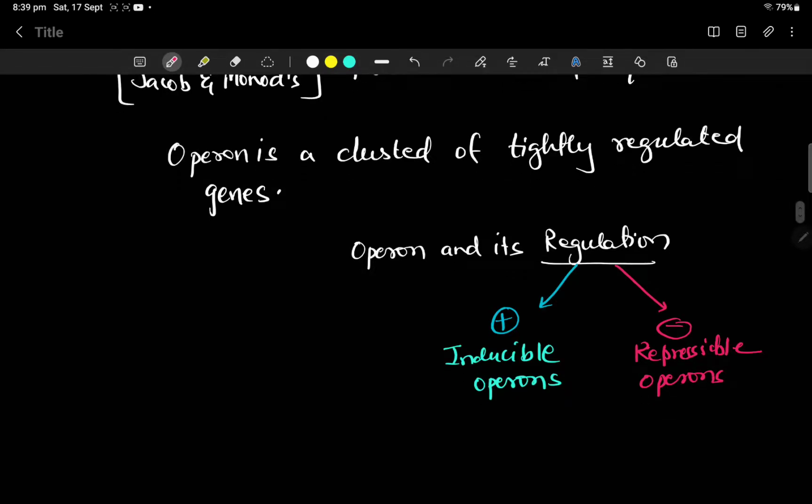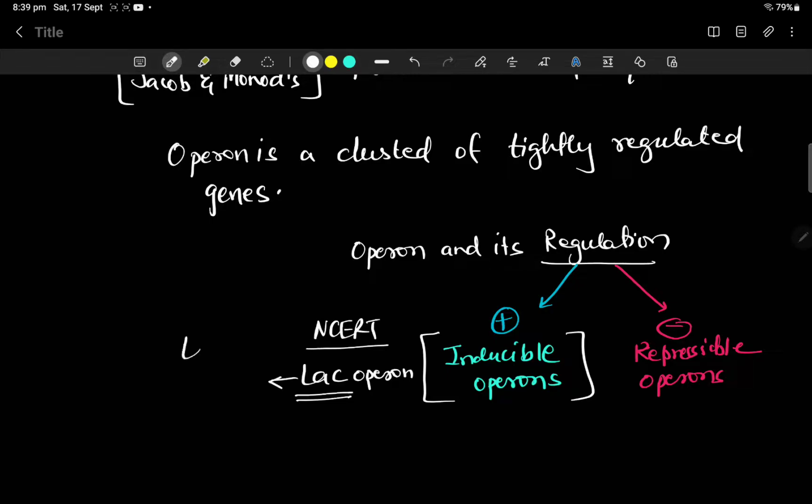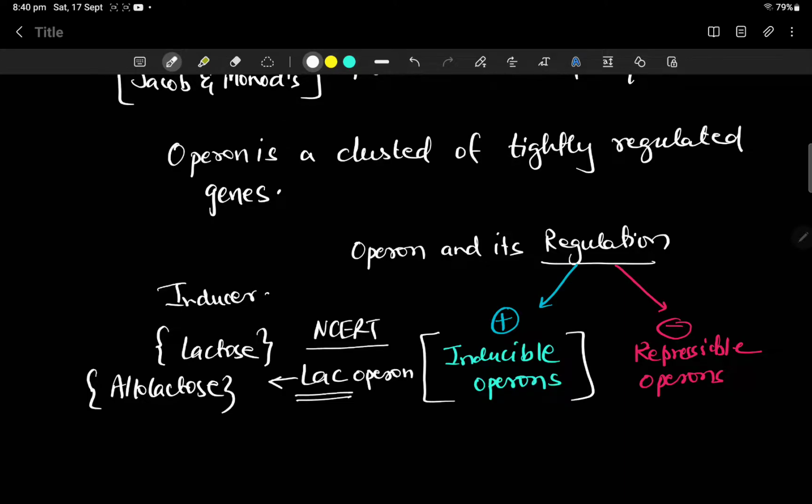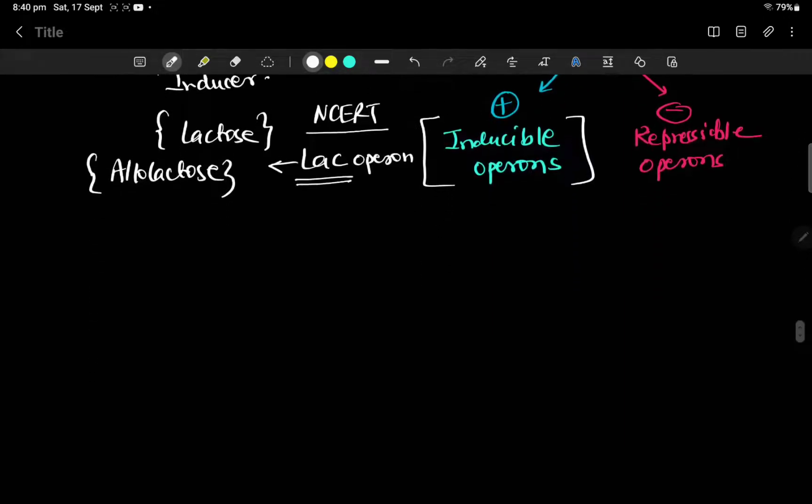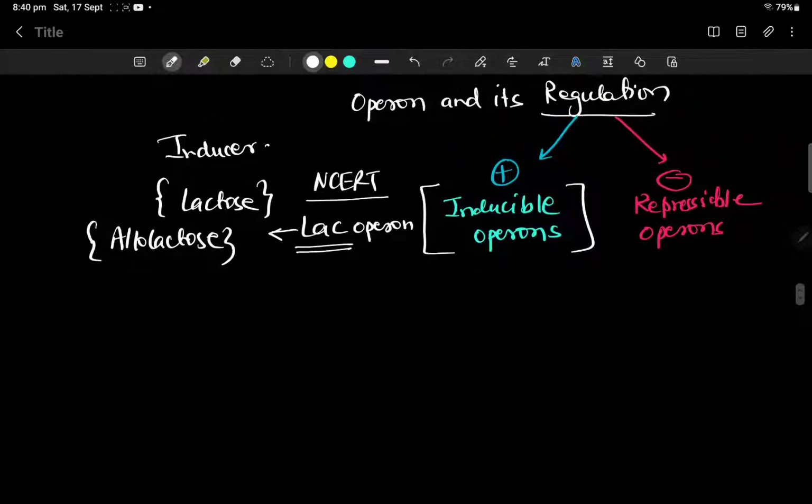We will be talking about the inducible operon because as per NCERT class 12 CBSE, we have only one operon listed, that is the Lac Operon. Now Lac stands for lactose. Actually it could even be allolactose. These molecules are the inducer. Now how this operon works, we will be talking about it.